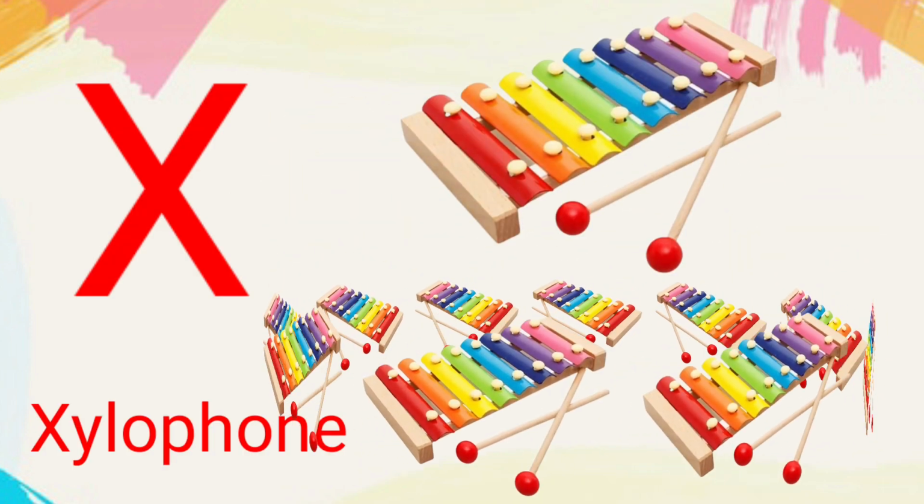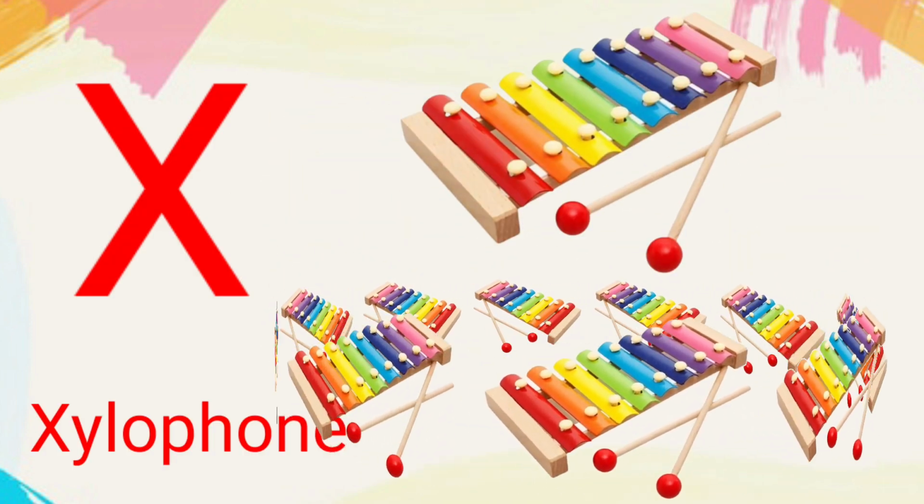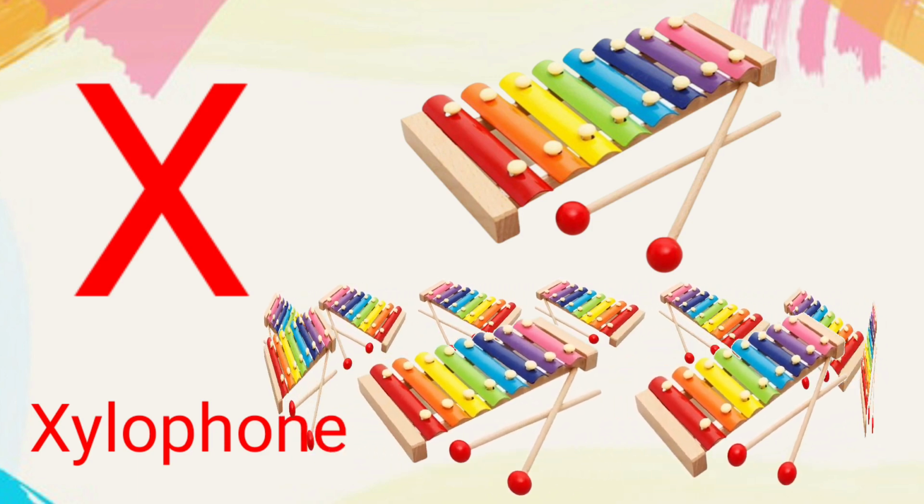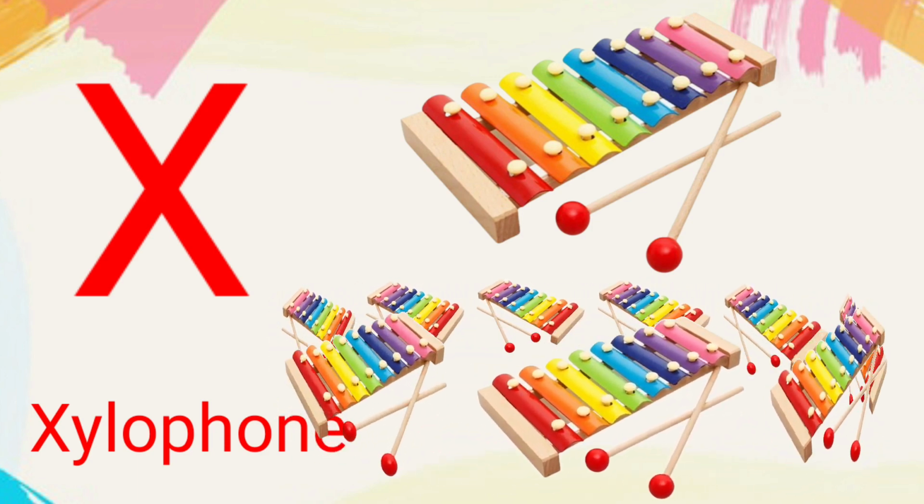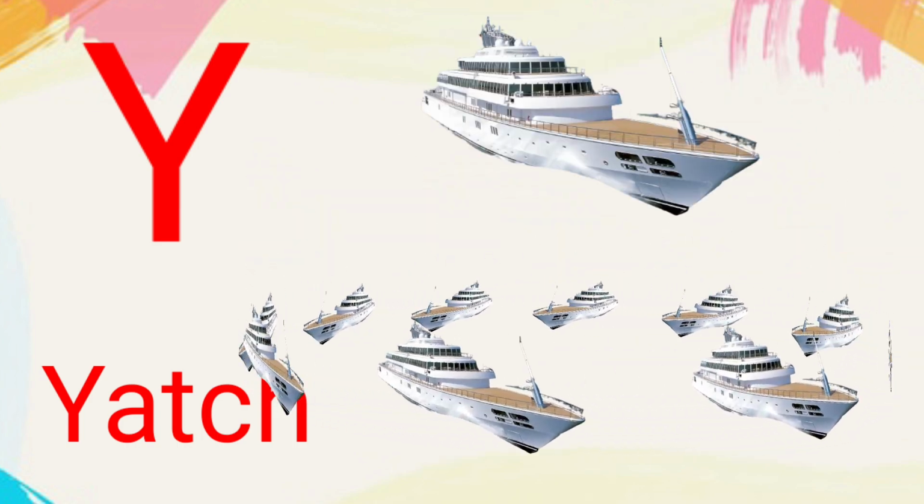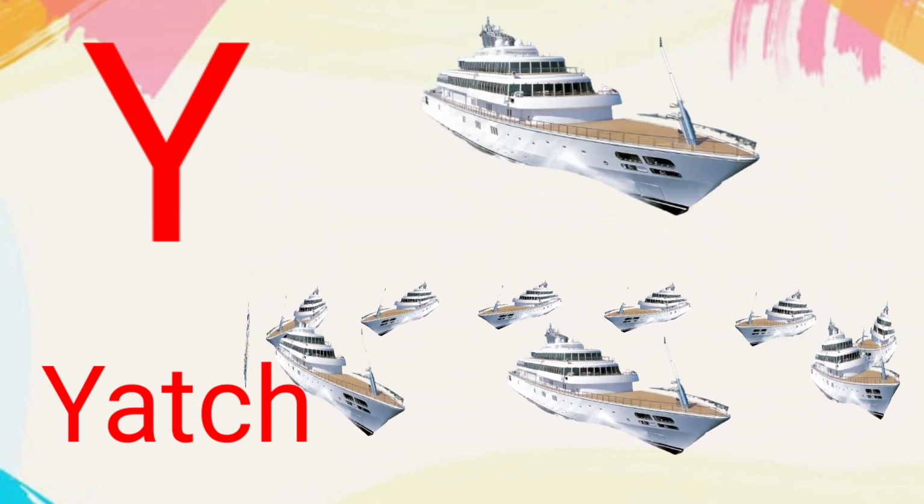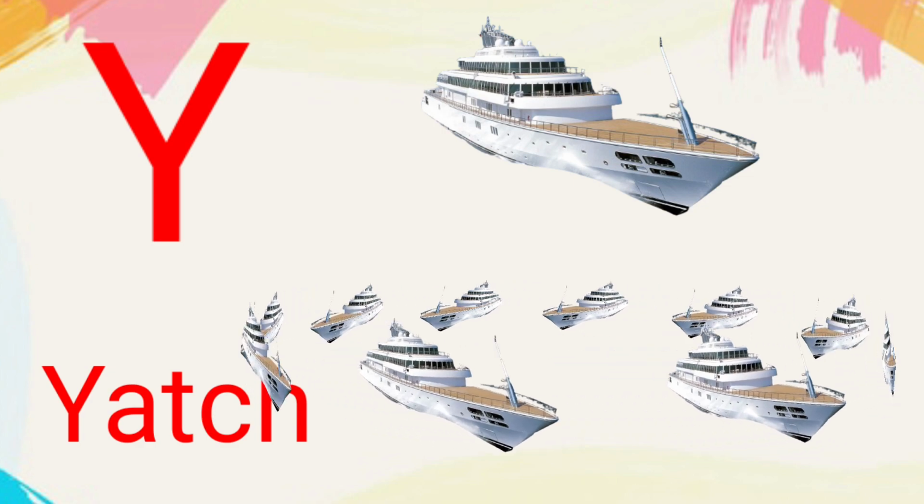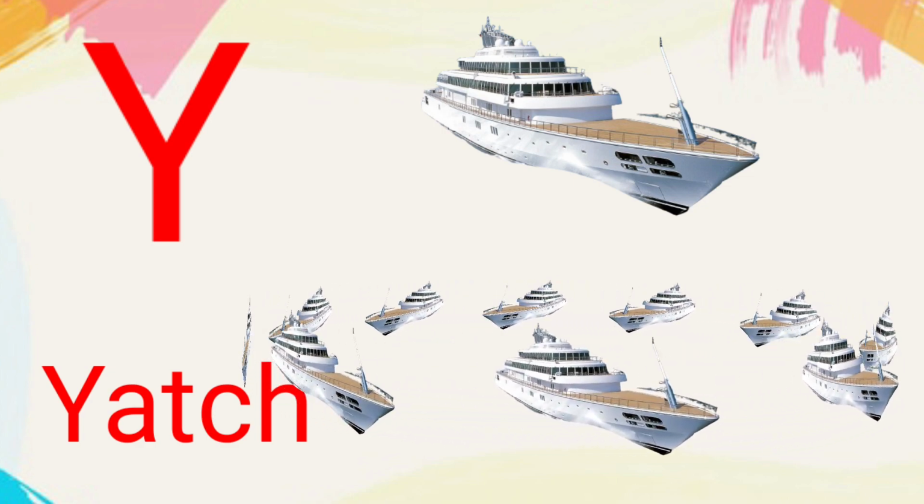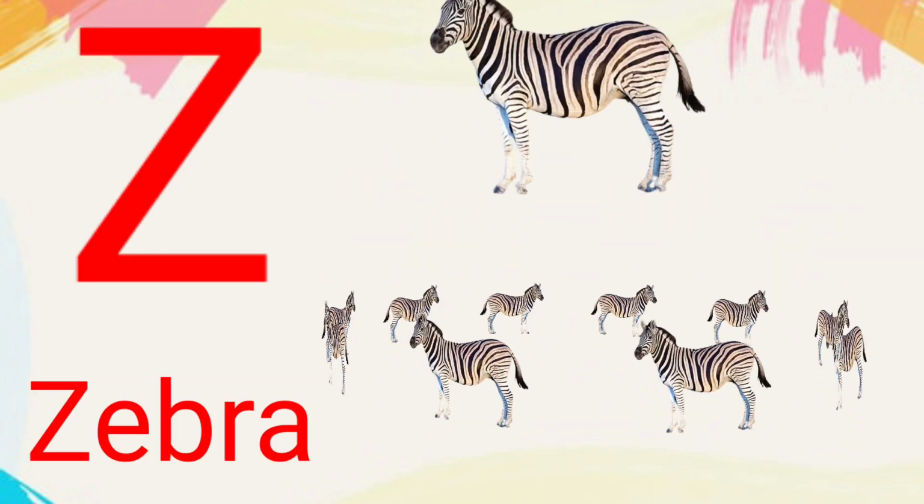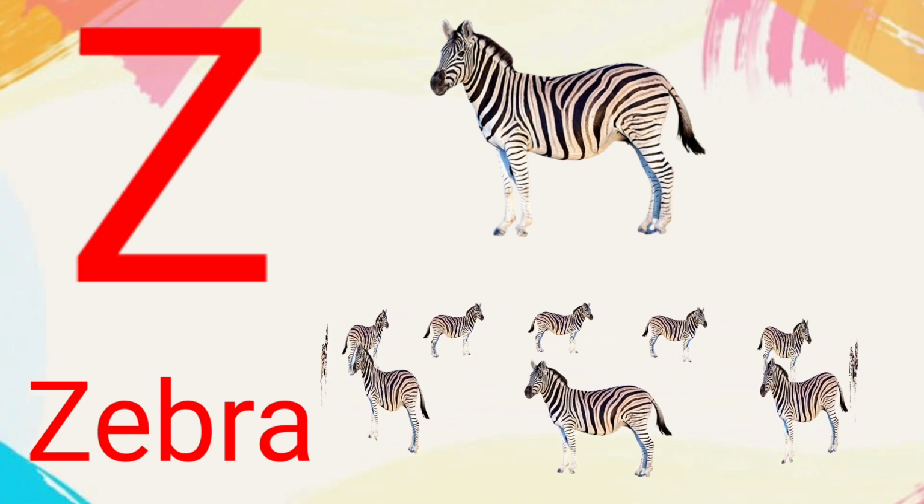X is for xylophone. Xylophone. Y is for yacht. Yacht. Z is for zebra. Zebra.